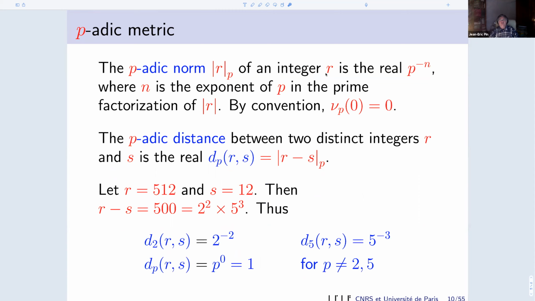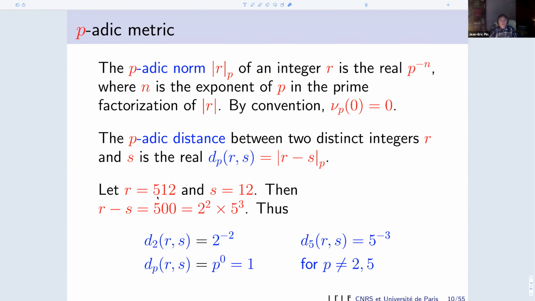If you have an integer r, you look at the largest exponent of p in the prime factorization of r. And the p-adic norm is just this quantity, p to the minus n. The p-adic distance between two integers r and s is just d_p of r, s, which is this. So let's briefly look at an example.